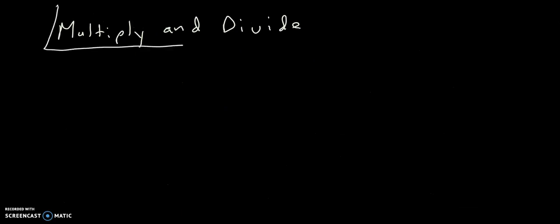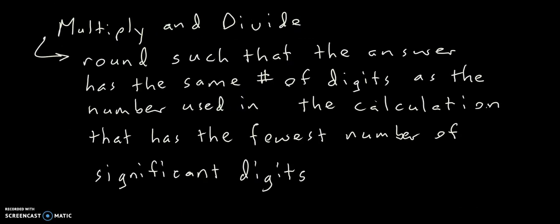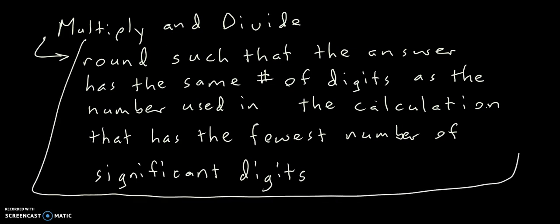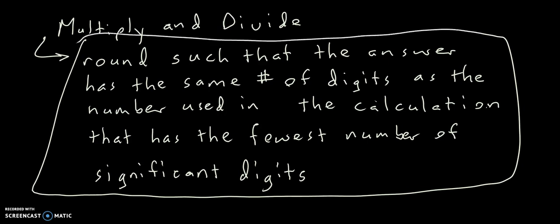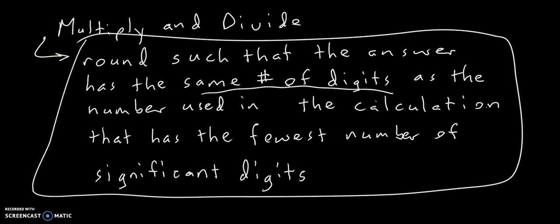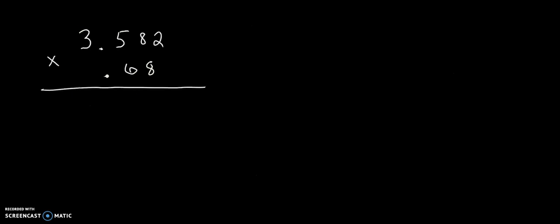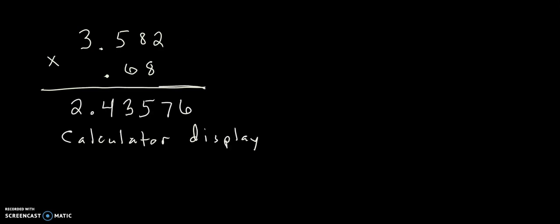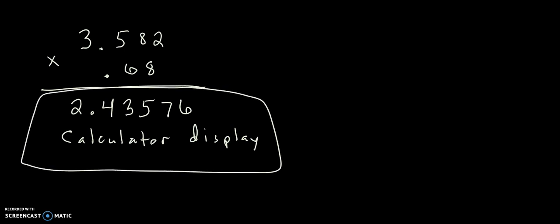When we multiply and divide, the guideline is slightly different than it is for adding and subtracting. The guideline for multiplying and dividing is that when doing the calculation, we'll round the answer such that the answer has the same number of digits as the number used in the calculation that has the fewest number of significant digits. So we multiply the numbers 3.582 times 0.68. And the answer we have is 2.43576, which is what we would see on the calculator display.